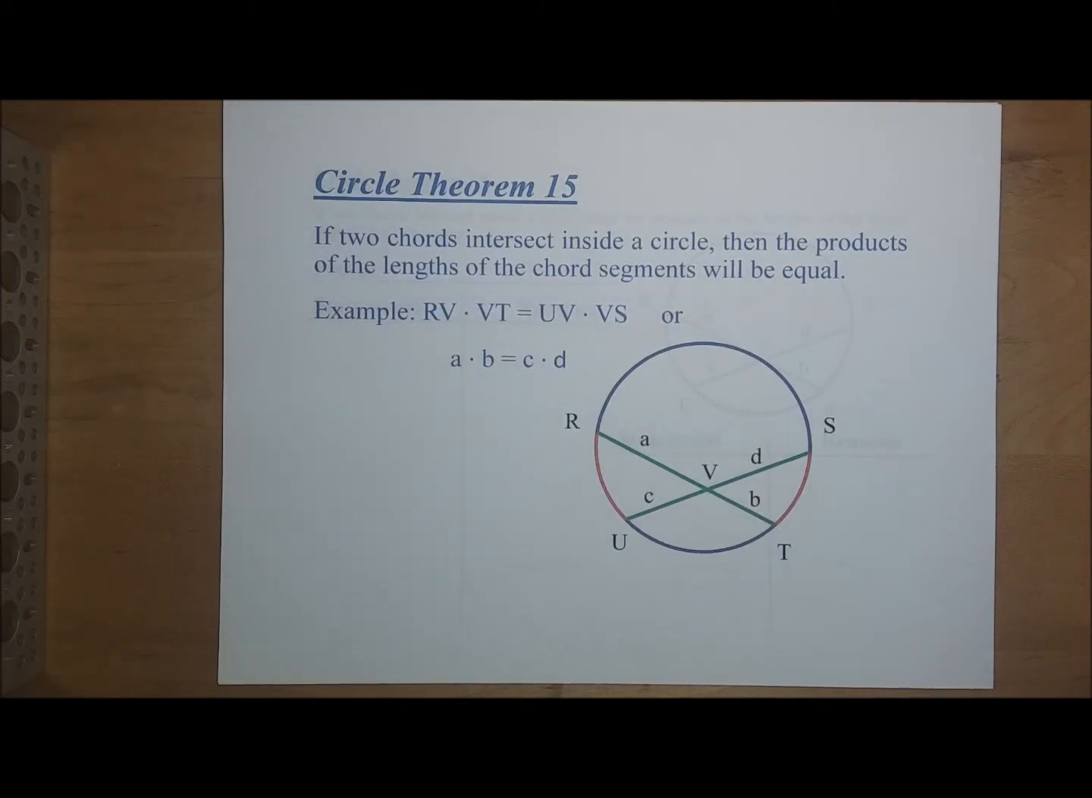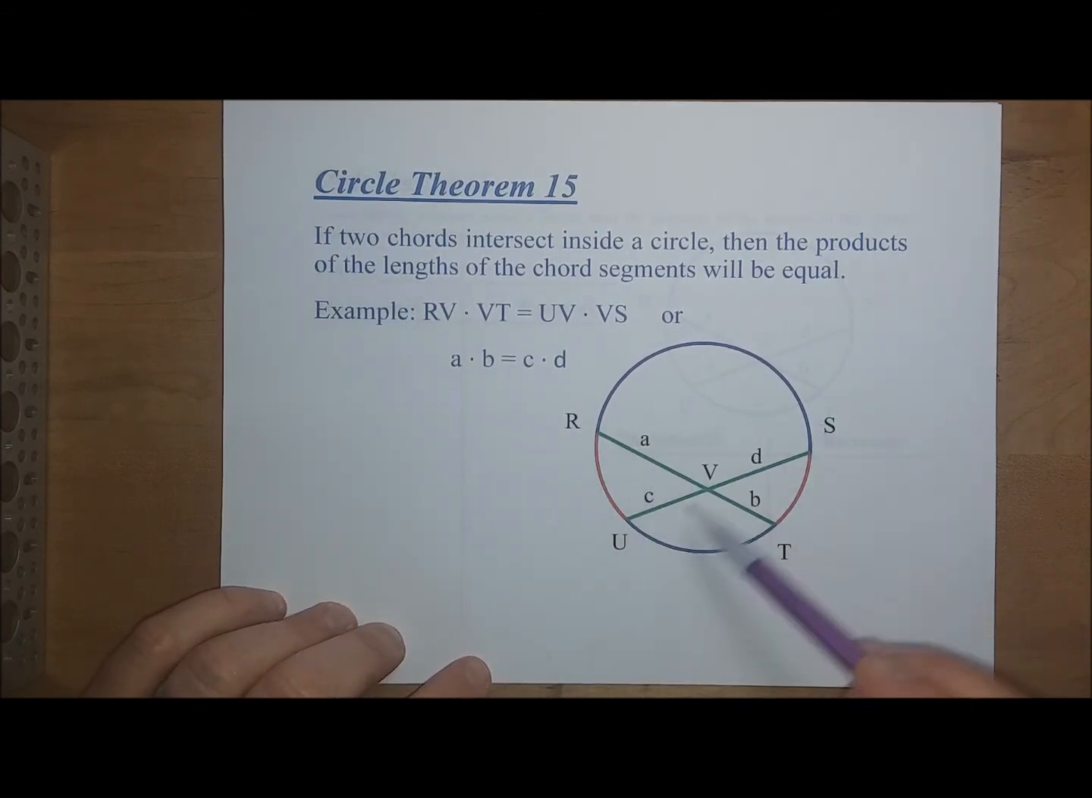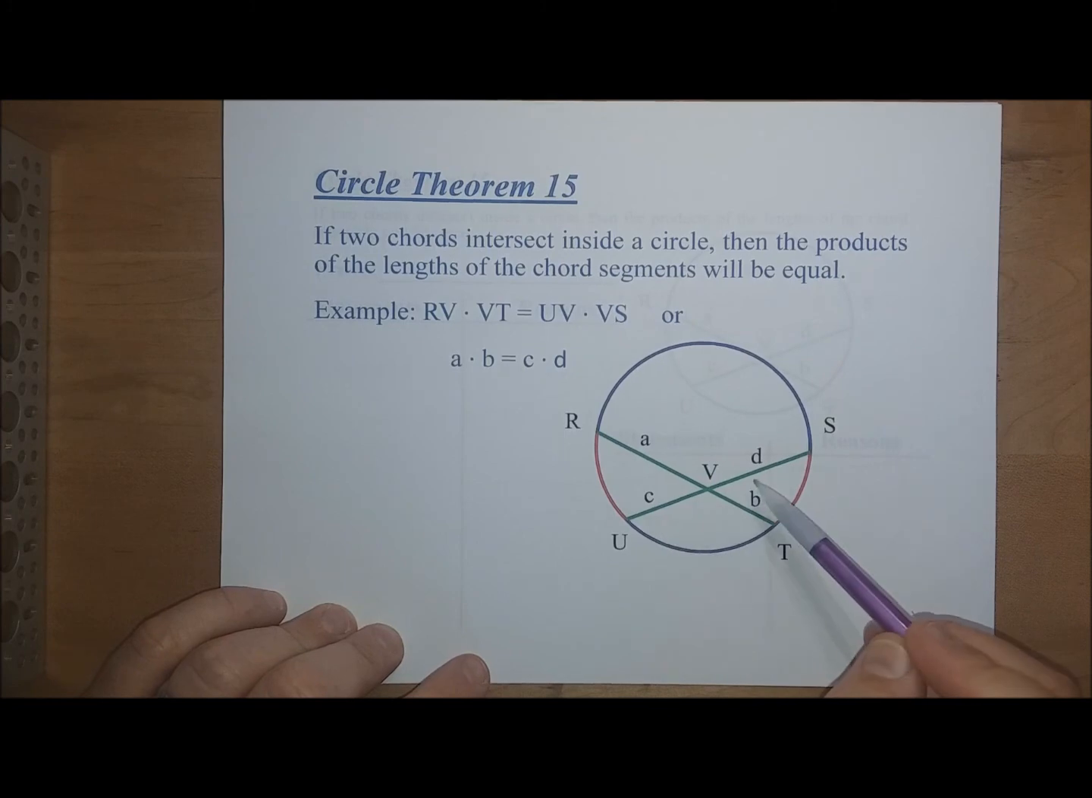Okay guys, let's prove these theorems. Let's make them work for us. The first one we're going to look at is circle theorem 15. This is the one that tells us that if two chords intersect inside a circle, then the products of the lengths of the chord segments will be equal. So A times B will equal C times D.